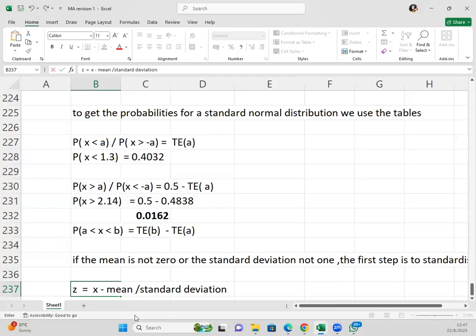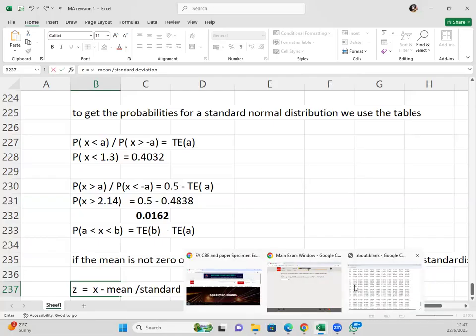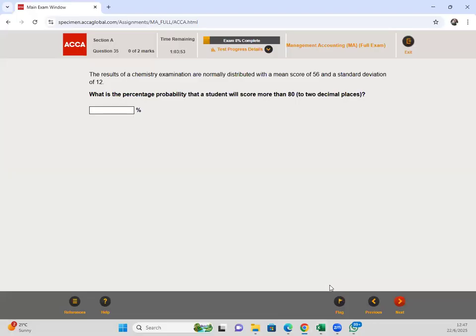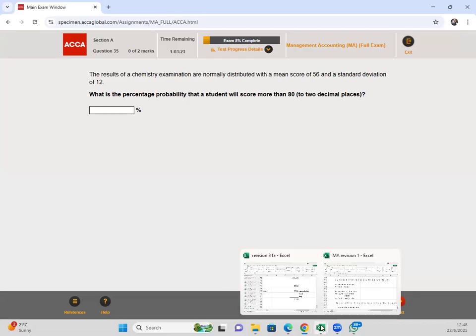Let's go to our data that we were given on the question. The mean is 56 and the standard deviation is 12. So this one is not standard normal distribution. So the first step is to change it to standard normal. How do you change it to standard normal? X is the value that we are looking for. What is the percentage probability that the student will score more than 80?